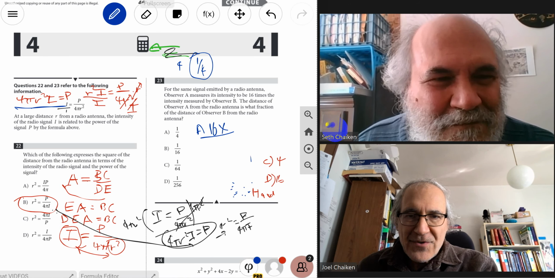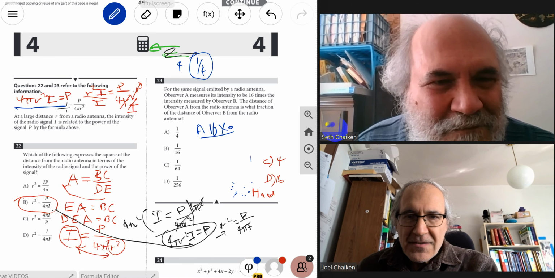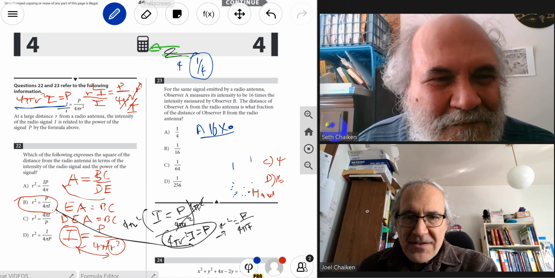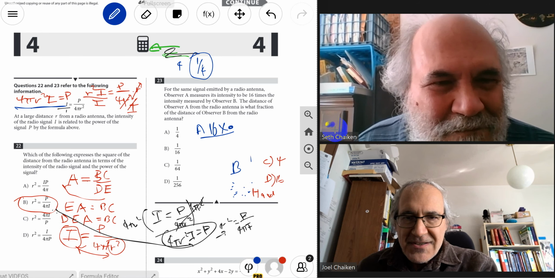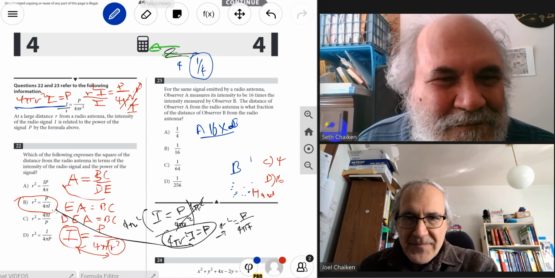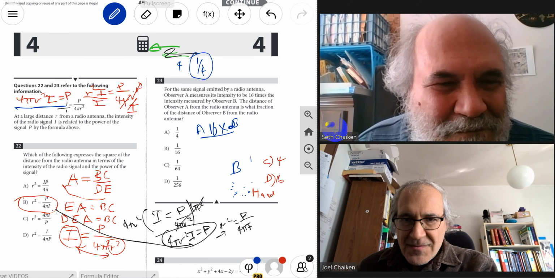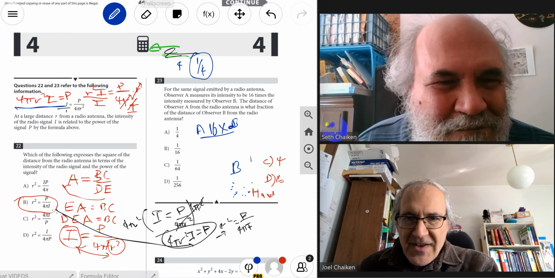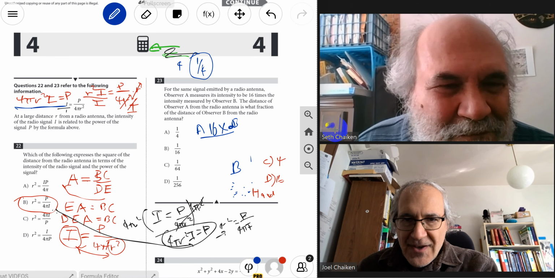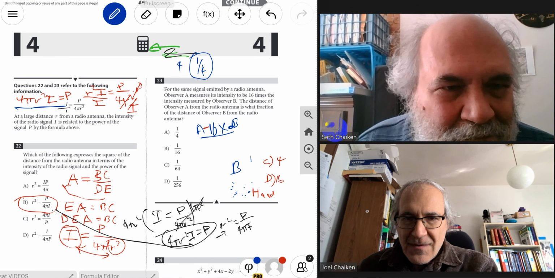B is going to be further away from the antenna. So this is the distance, and B is going to be over here, right? So this is 16 times B. That's what they said: observer A, 16 times B. So Seth's right. A is going to be closer because it's an inverse relationship. The distance of observer A from the radio antenna is what fraction of the distance from observer B?